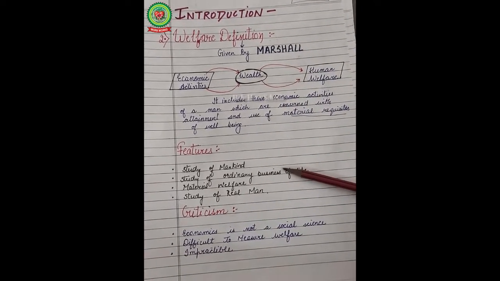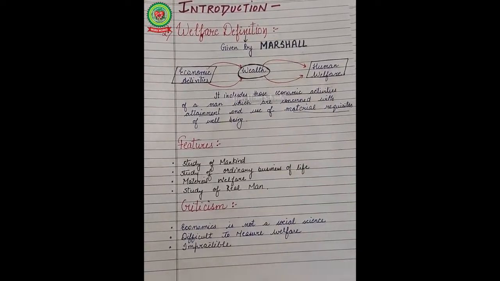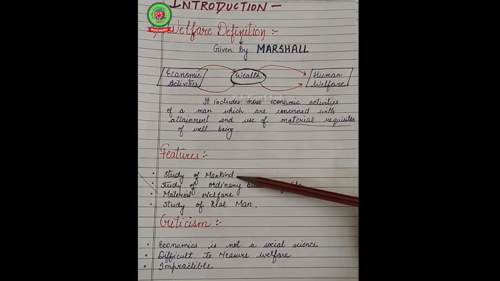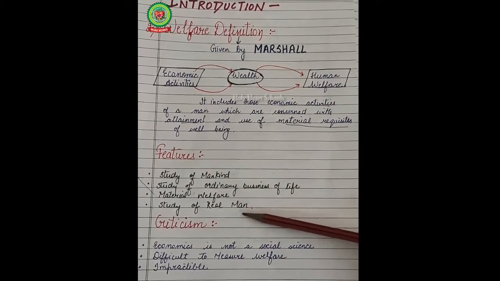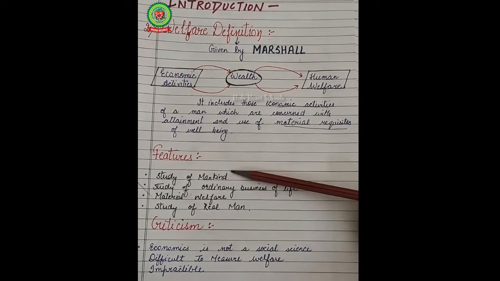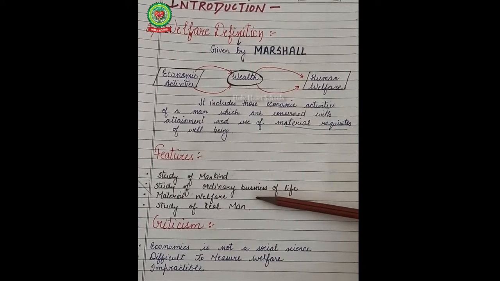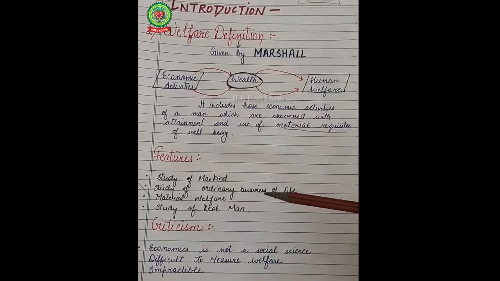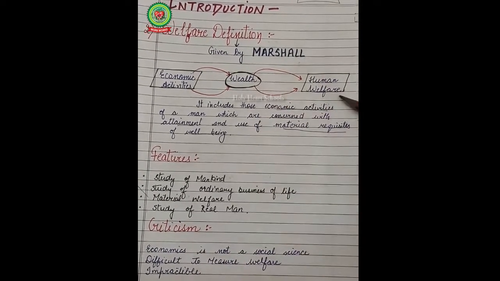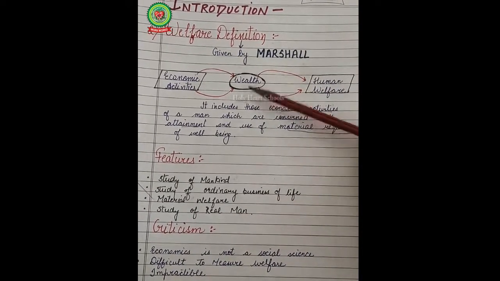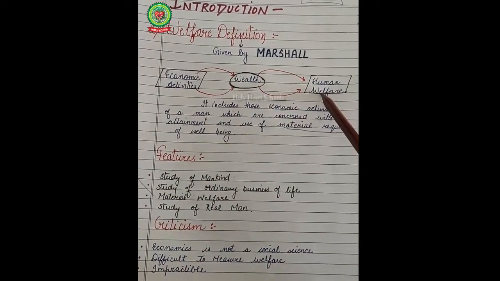Next, we will study the features of the welfare definition. The features are: study of mankind, study of the ordinary business of life, material welfare, and study of the real man. Study of mankind means study of man. Clear? Here, Marshall said that wealth is merely a means, a way to satisfy the wants of a man. Wealth is the way to satisfy human wants, but not an end that we want.